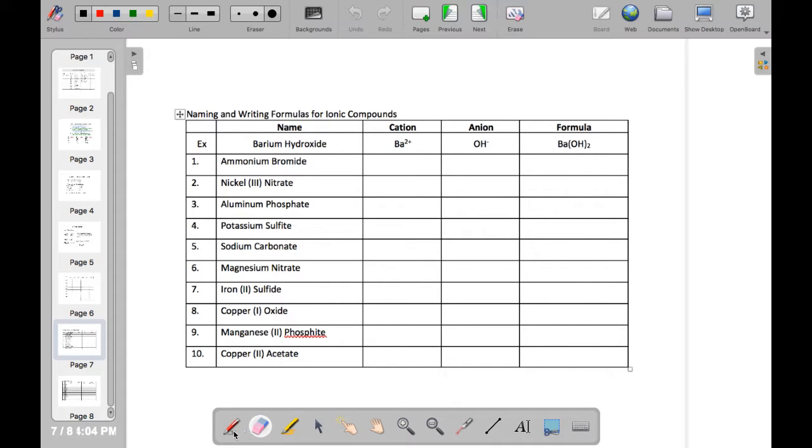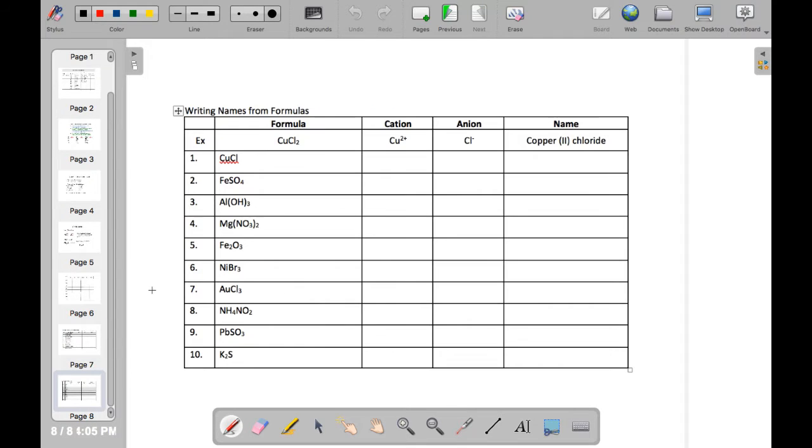Continuation of the previous lesson where we were starting to name ionic compounds and write formulas. So in this lesson we're going to look at the names of ionic compounds and write out the formulas, and we're going to look at the formulas and write out the names. So as you can see, this is going to get a lot more difficult real fast. This is normally where students start to realize this is going to be a lot harder than they at first thought. So let's go ahead and get started here.